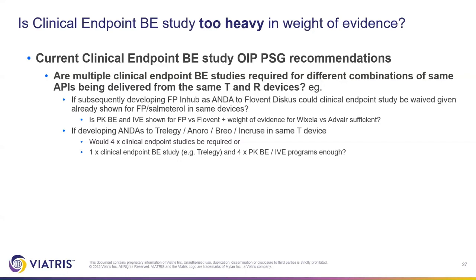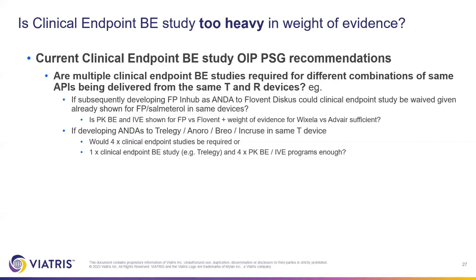In terms of the current clinical endpoint bioequivalence study in the product-specific recommendations, I was trying to think what questions I could ask that would help us in developing these products. And I guess at the moment, the product-specific guidances are just that. There's one for each product.